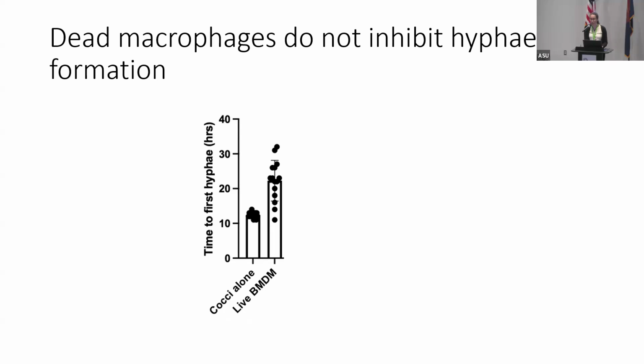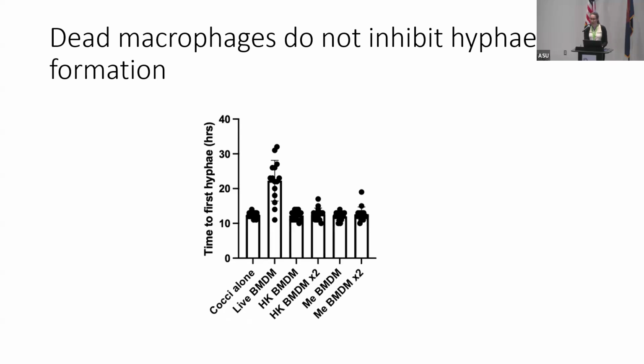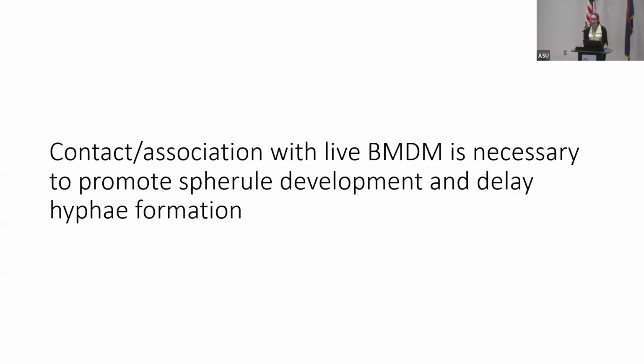So again, live macrophages are able to delay that hyphal formation, but dead macrophages were not. And so this really suggested that contact or association with live macrophages is necessary to promote spherule development and delay hyphal formation. Now, one of the major roles of macrophages is to phagocytose, to consume and kill potential pathogens and to do antigen presentation, among other things.